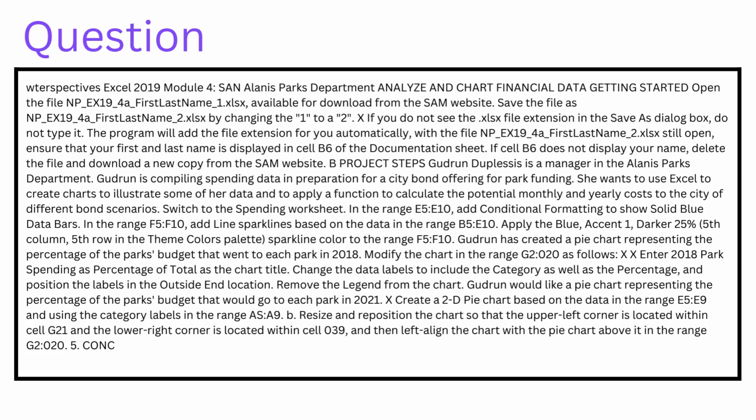Goodrun would like a pie chart representing the percentage of the park's budget that would go to each park in 2021. Create a 2D pie chart based on the data in the range E5:E9 and using the category labels in the range A5:A9. Resize and reposition the chart so that the upper left corner is located within cell G21 and the lower right corner is located within cell O39, and then left align the chart with the pie chart above it in the range G2:O20.